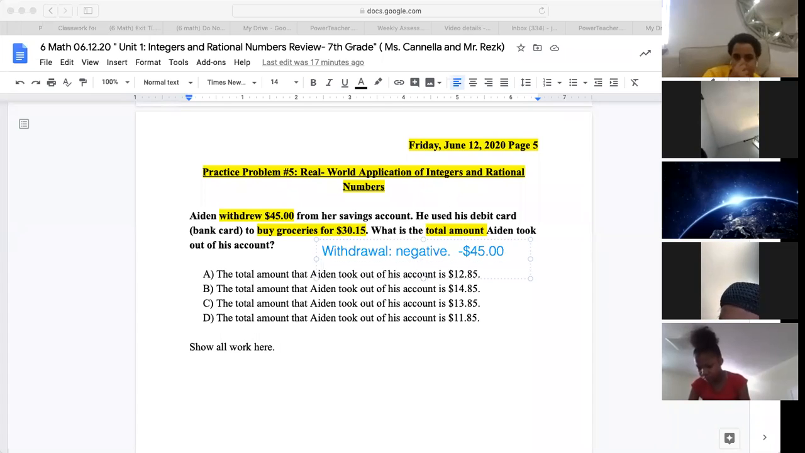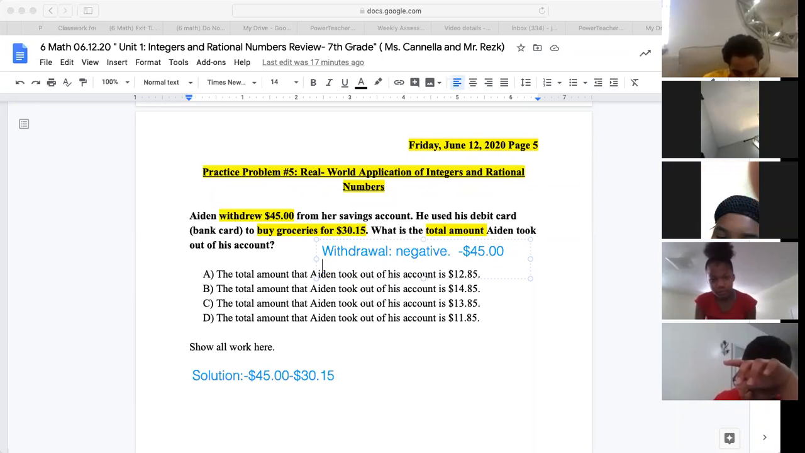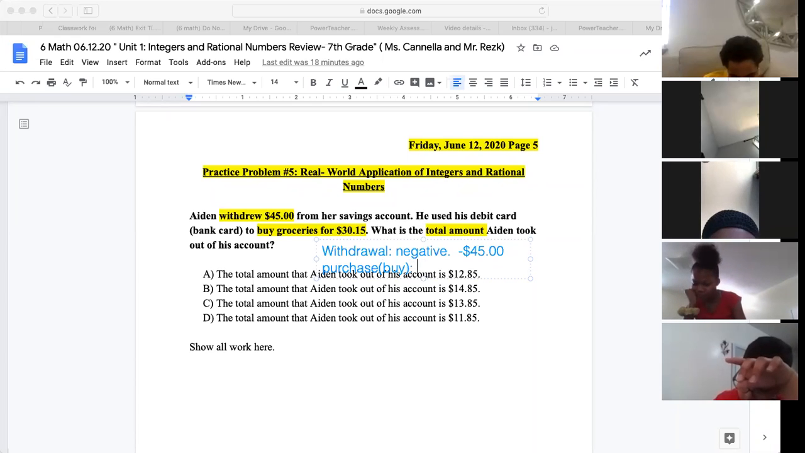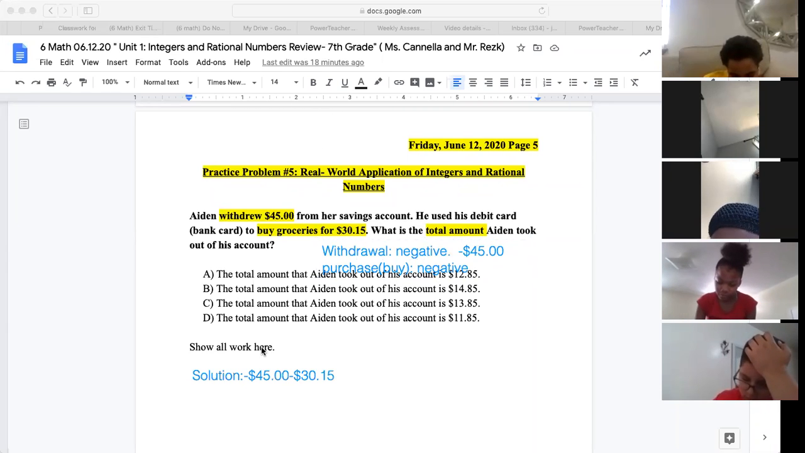Now, if you spend money to buy groceries, you now purchase. Another word for buy is purchase. Purchase means buy. Is that negative or positive, Carlton? That's negative. All right, negative. Now, I'm going to show you over here what we're going to do. The solution, negative $45 minus $30.15 is equal to what, Carlton?